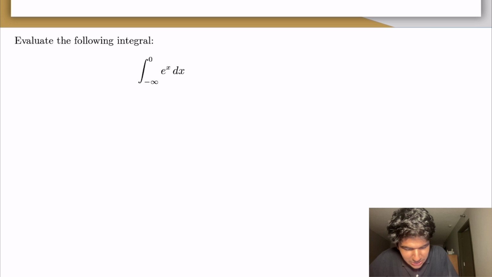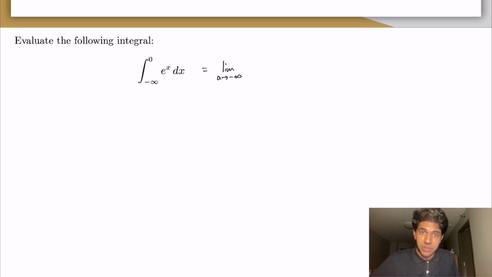So what we'll do is we're going to replace this with the limit as a approaches negative infinity, because that's the value we're replacing, of the integral with bottom limit a, top limit 0, of e to the x dx. Okay, so now we can evaluate this definite integral. It's just that we have a variable as our bottom limit, but that's not that big of an issue.